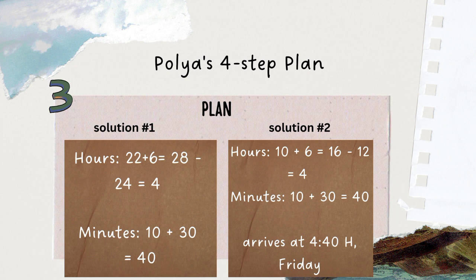So, the solution number 2 is hours. 10 plus 6 equals 16. Then, the answer of 10 plus 6 equals 16, we subtract 12, then equals 4. So, in minutes, 10 plus 30 equals 40. Same lang sila nung sa solution number 1 na minutes. So, therefore, the bus of Baguio City arrives at 4:40 hours on Friday.